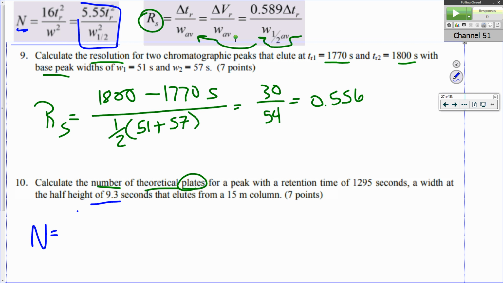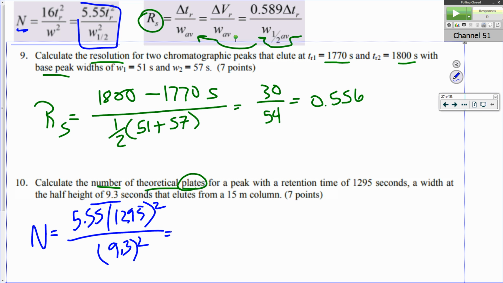So n equals 5.55 times my retention time, 1295, and both are in seconds, so everything was good there. So seconds divided by 9.3 seconds, and I've got to square both of those terms. And that's a pretty sharp peak.